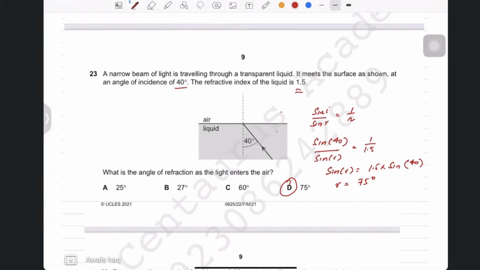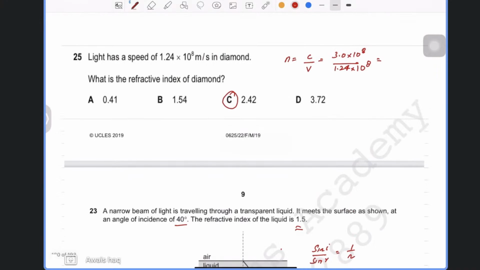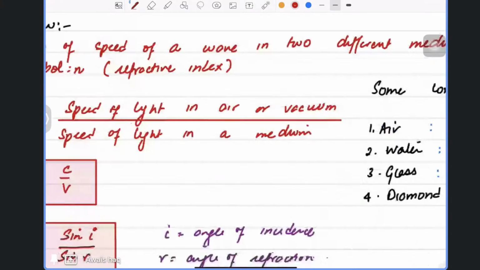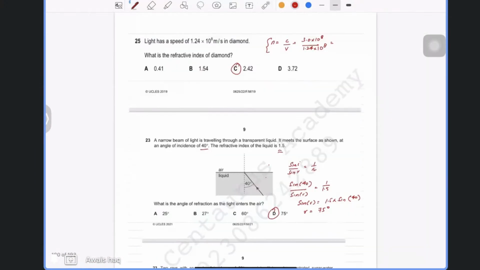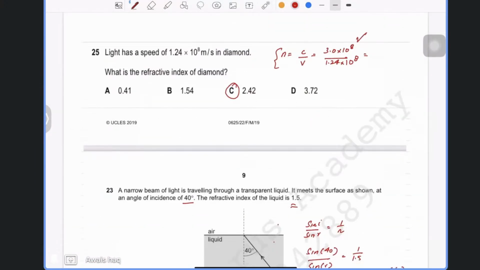Sir, can you explain the last question again? Yes, sir. You just need to use this formula like I told you. The formula is the speed of light in air over speed of light in any medium. Right now we have diamond, so I put speed of light in air here and the speed of light in diamond here. So when you divided it, we got n. You get it? Yes, sir.